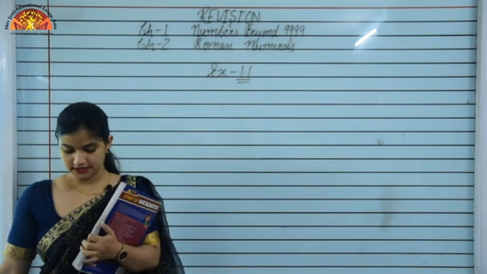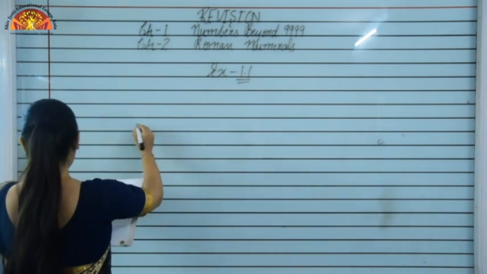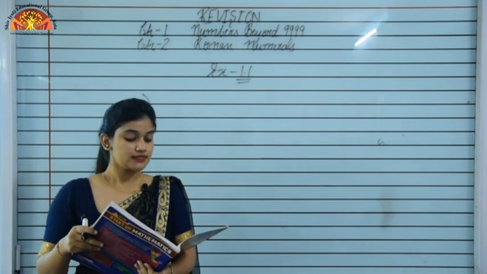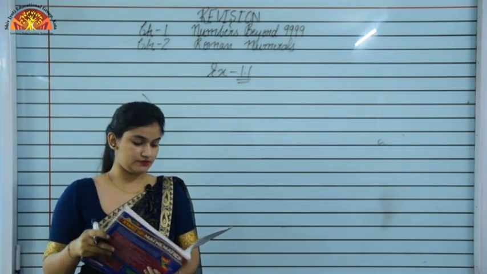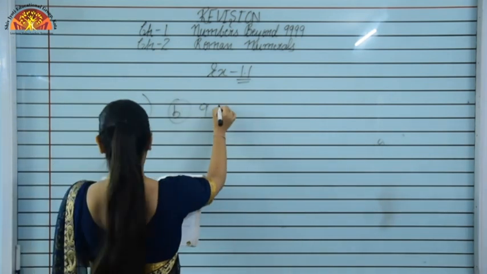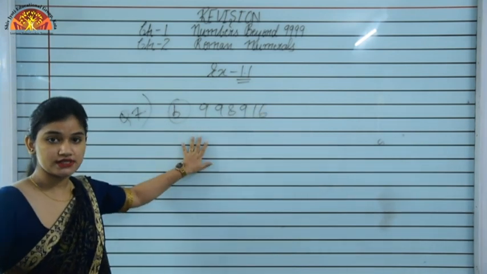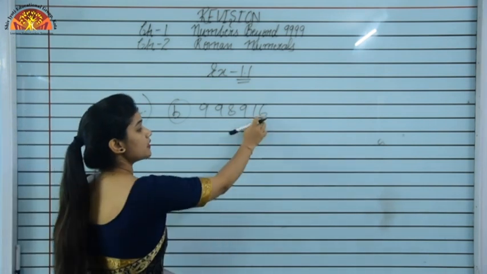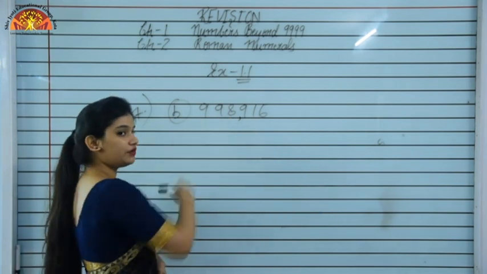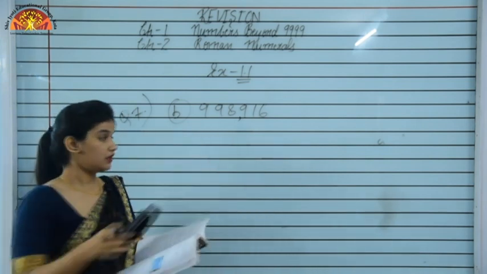Now the next question is question number 7. Group the numbers by putting commas as per the international number system. So the number is, we are taking B part. According to the international number system we have to put the commas. Ones, tens, hundreds, comma, then 1,000, 10,000, 100,000. So in this way you can put the commas according to the international number system.